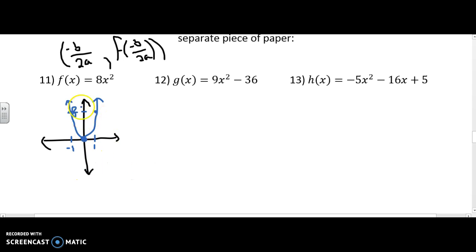It's a lovely sketch. Your axis of symmetry goes through your vertex. Your axis of symmetry goes right through here.